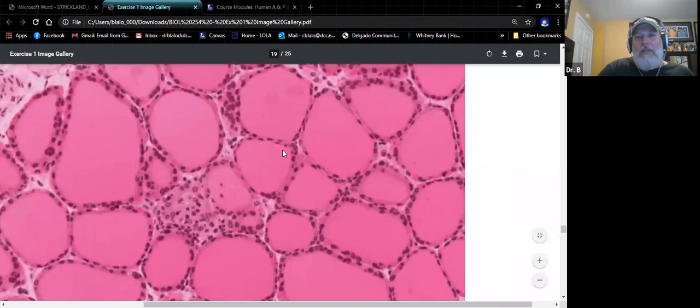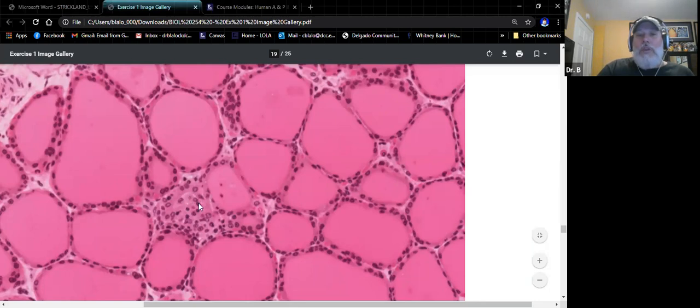So right here, we have colloid, and I have a single row of cells right here around that colloid that are the follicular cells. Now, the follicular cells plus the colloid equals a follicle. So from right here to right here would be one follicle. From right here to right here would be one follicle. Follicular cells secrete T3 and T4.